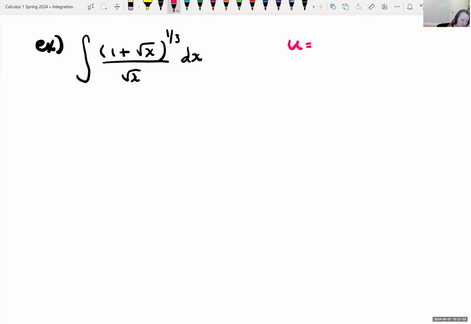You usually think of it as using the inner function. So I'm going to think of using 1 plus the square root of x, but I'm going to rewrite the square root of x as x to the 1/2 power.